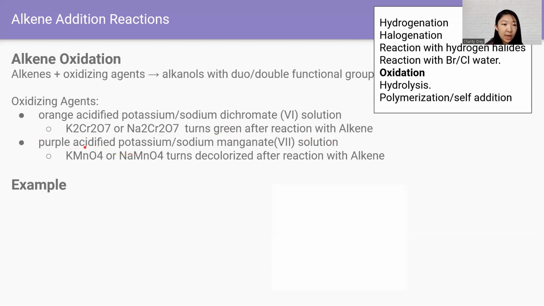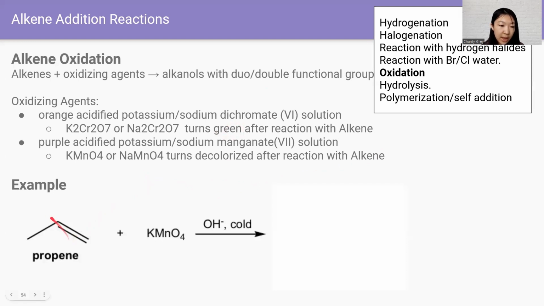Then you have acidified potassium or sodium manganate solution. This is purple. After you react with an alkene, it will turn into no color. It will be colorless, basically, like water. It doesn't have any color after you react with an alkene.